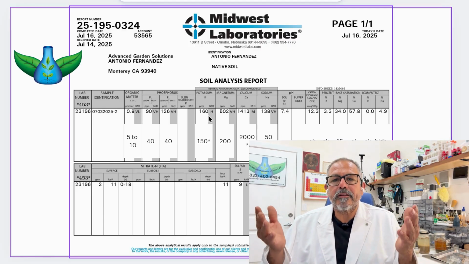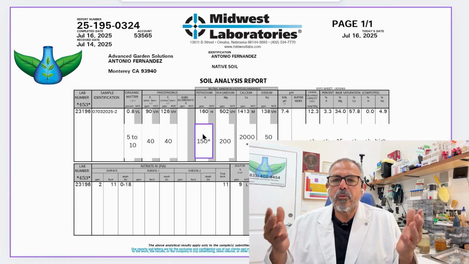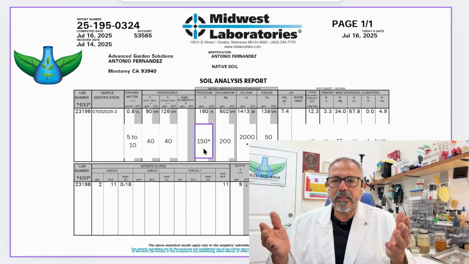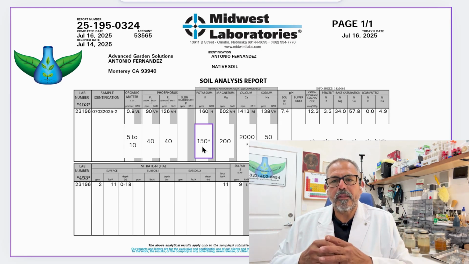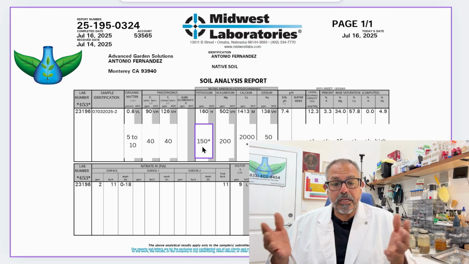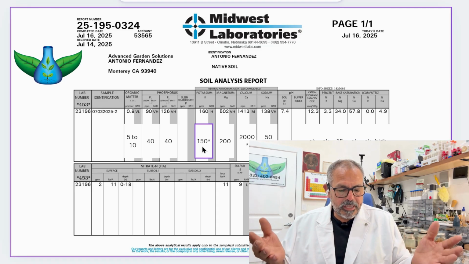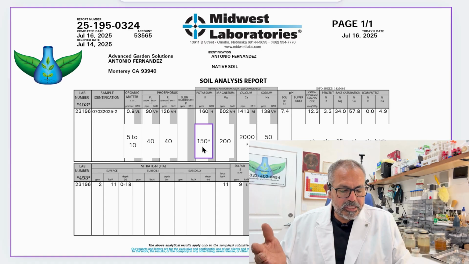We have a level of 160 parts per million, which is close to normal. Ideally, the maximum should be around 150 parts per million. But because everything else in this soil is out of balance, this level is considered high.